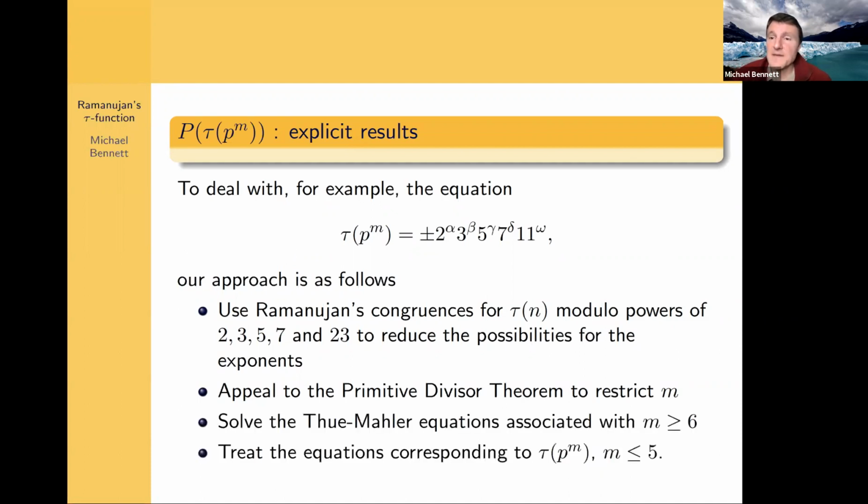And then for the m that are at least 6, you get two-way Mahler equations and we solve them. And this is a combination of linear forms in logs and lattice basis reduction. For these, it turns out not to be too bad. And this is something that Adela and Samir have been working very hard on, producing sort of general machinery for explicitly solving two-way Mahler equations and other S-unit equations. And then it's the small cases that turn out to be all the work, or most of the work. And that's m less than or equal to 5.